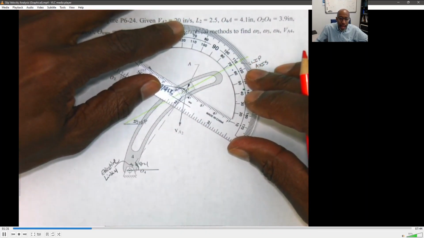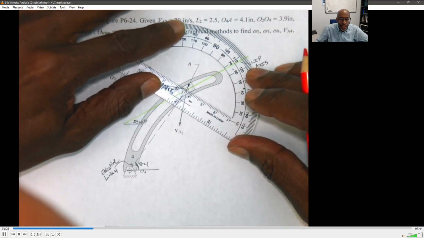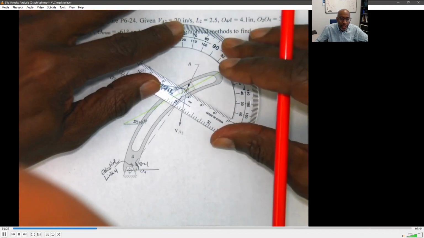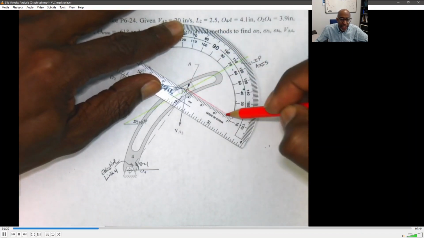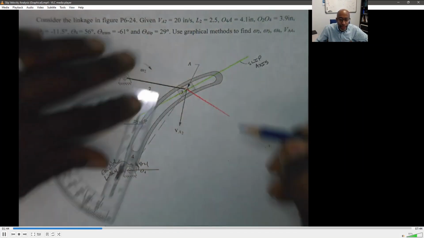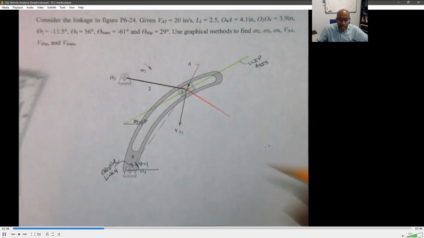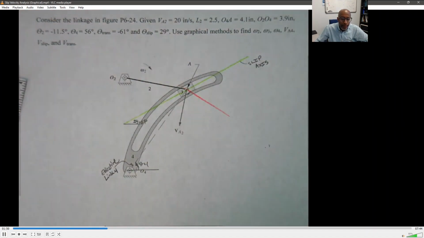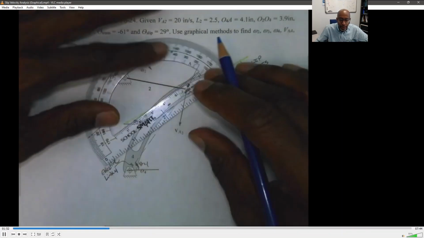The next item that we want to write in is our velocity VA4. Again, it's perpendicular to effective length 4. We do not know how long it is, so I'm just drawing it here in red, and I'm going to label it VA4, perpendicular to our effective length 4.